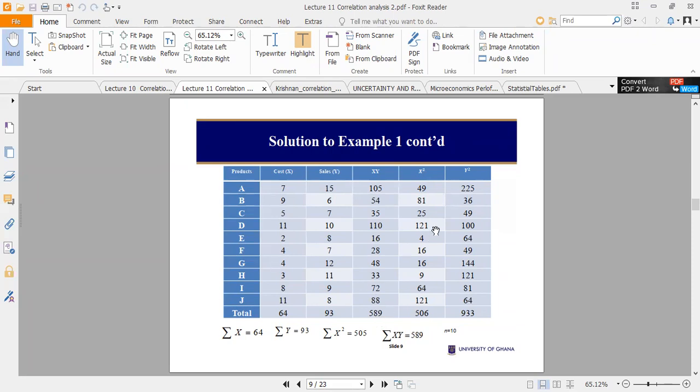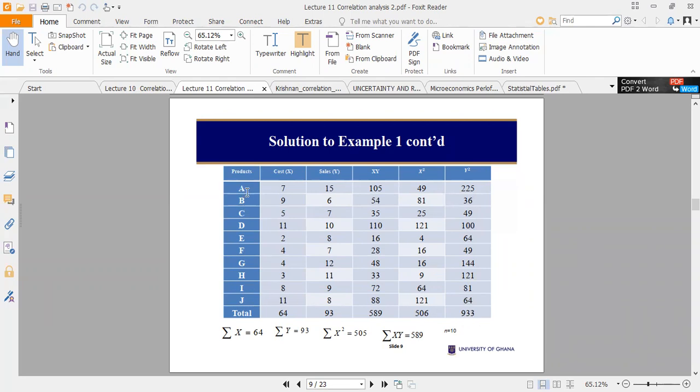Then we need X squared. We square the values of X. So square all the observations and then you add them. Please, you have to verify these answers. Here, the total was 506, but when they were stating it here, they wrote 505. So please check all those things. Then Y squared, we square all the values of Y. So square them and then you sum them up. That will give you sigma Y squared.